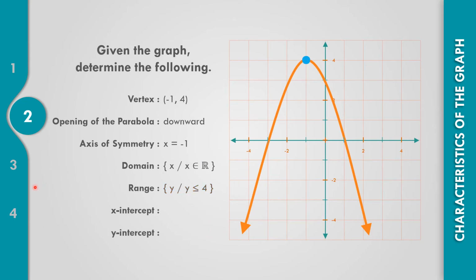How about the x-intercept? This is the x-intercept. This one is negative 3, and this one is positive 1. So the x-intercepts are (-3, 0) and (1, 0). How about the y-intercept? The y-intercept touches the y-axis at 1, 2, 3. So it touches 3. So (0, 3) could be the y-intercept.